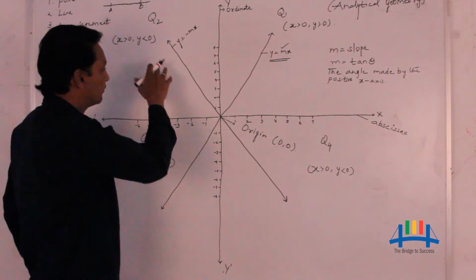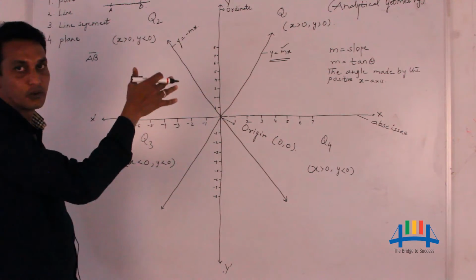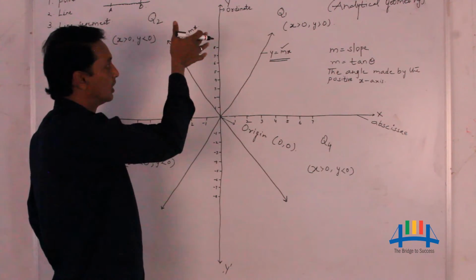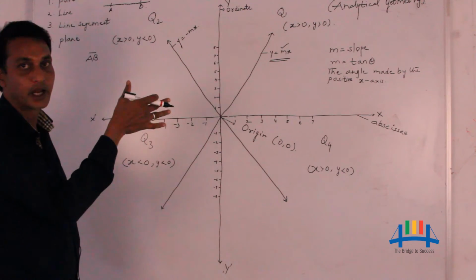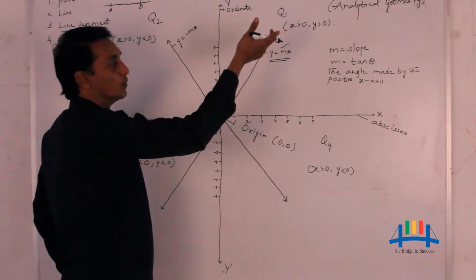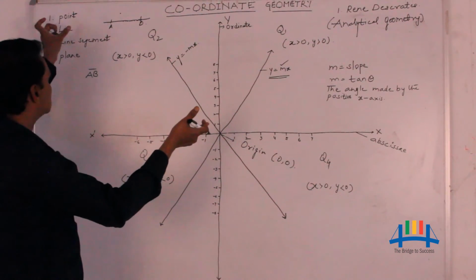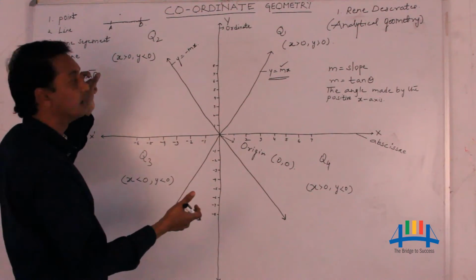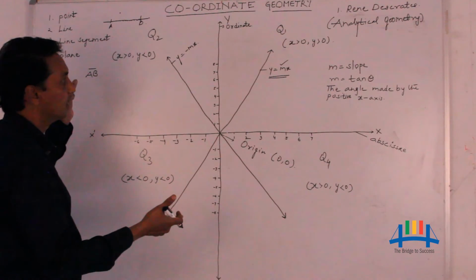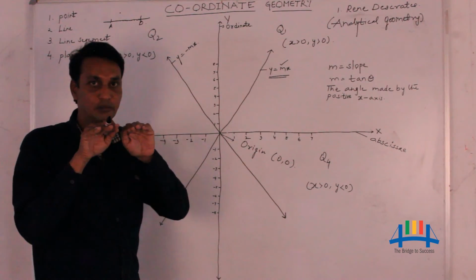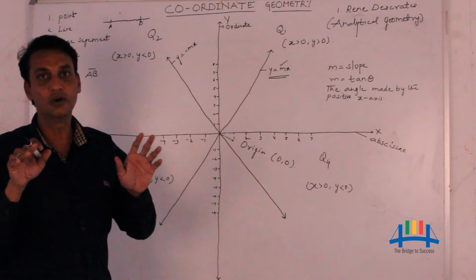Is it clear for everybody? So today we got the idea about coordinate geometry. One more name given to it is analytical geometry. And we have learned some basic points: point, line segment and plane. With this we come to the end of this small topic that we have taken today.